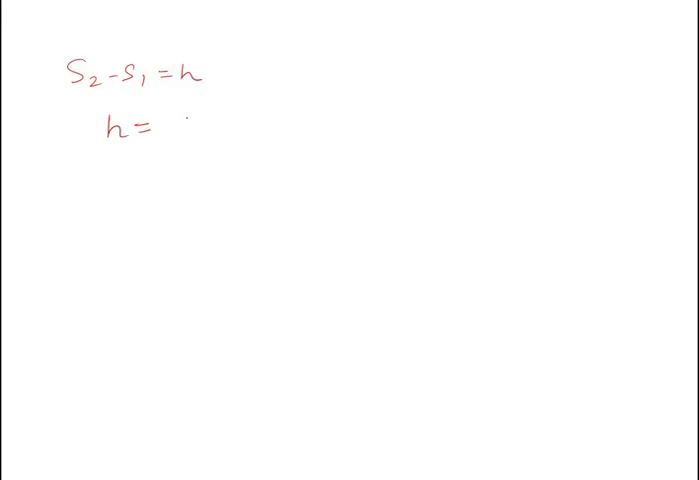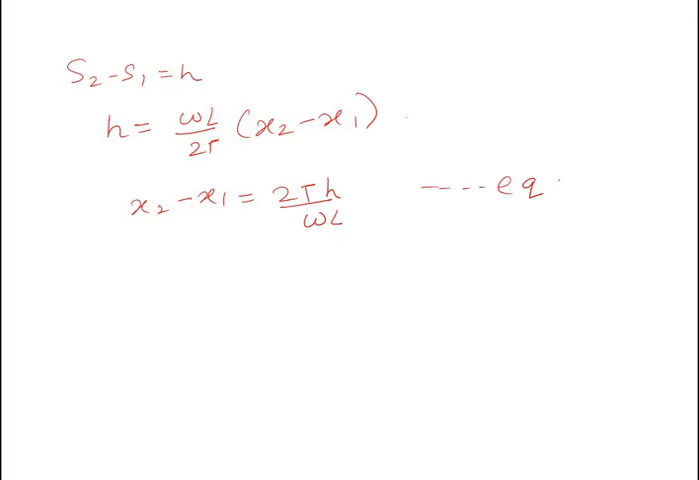So the equation becomes H is equal to WL upon 2t into x2 minus x1. So, x2 minus x1 is equal to 2tH upon WL. So, this is equation 2.